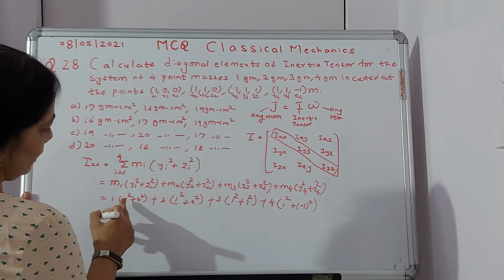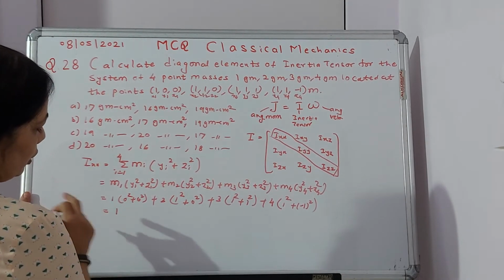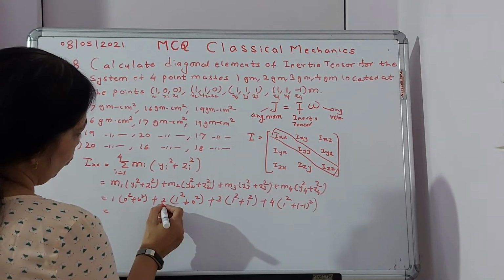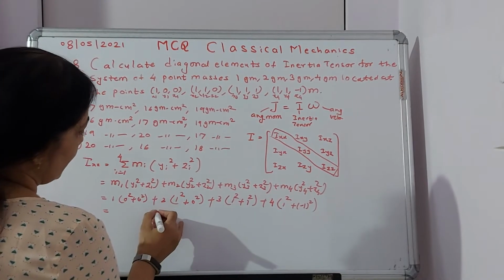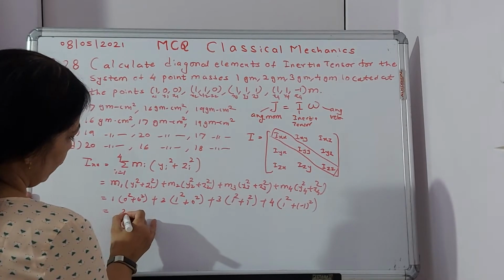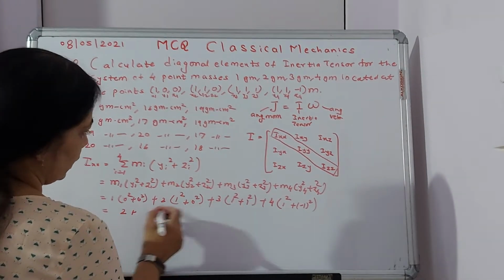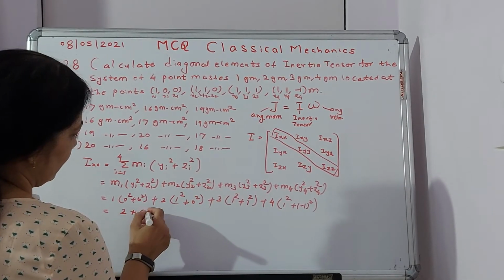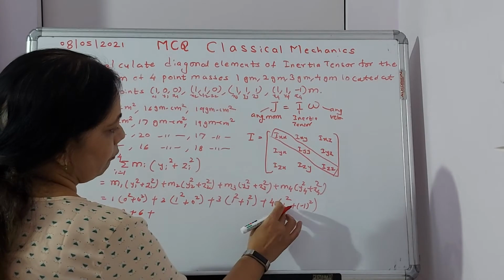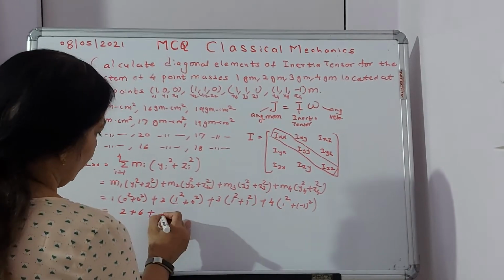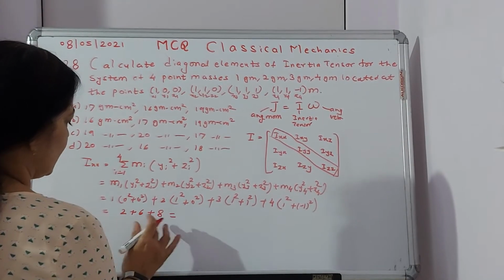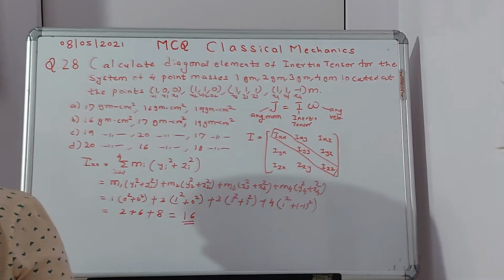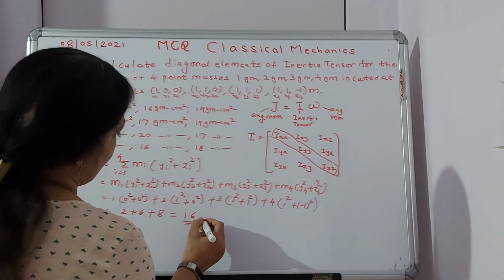So this gives you how much? 1 into 0 square plus 0 square. Right? So here we are not getting any value. But here, this is how much? 2 into, inside the bracket, 1. So this is only 2. Plus over here, this is 1 plus 1, so 2 into 3, that is 6. Plus, this is again 1 plus 1, 2 into 4. That is 8. Correct. So answer is 8 plus 2 is 10 plus 6, 16 gram centimeter square is my answer.